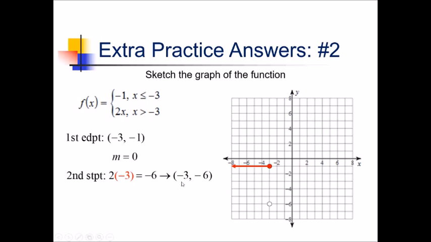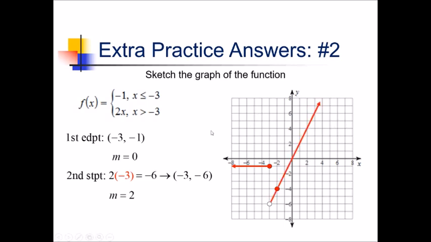And to get the line here, I need another point. I can use this slope of 2 that I see in that function. So starting at my open dot here, I'm going to go up 1, right 2 to get another point. And now I can just draw a line through those 2 points to get the second part of this piecewise function.